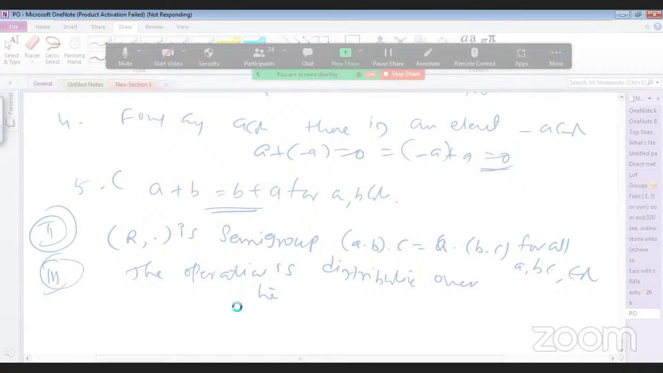What is the ring? Ring is R triple, that is R, plus, dot. It is commutative, that is we can write A dot B is equal to B dot A for all A belongs to R. Suppose we take the example: let Z be the set of all integers. You know that Q is the set of all rational numbers.